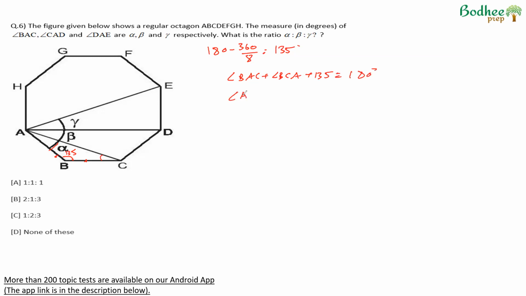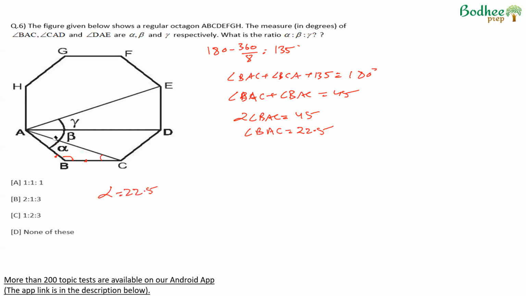So angle BCA will also be equal to BAC. So let us write this as BAC as well. It is equal to 180 minus 135, which is 45. And therefore, twice of BAC is 45. Angle BAC or alpha is equal to 22.5. So this angle here, alpha, becomes 22.5.